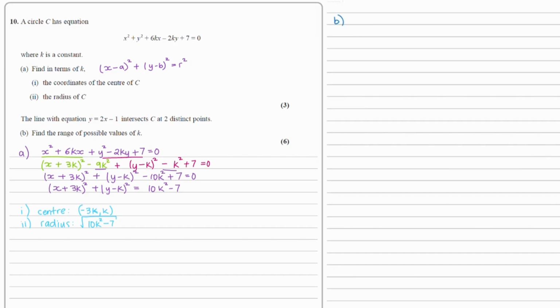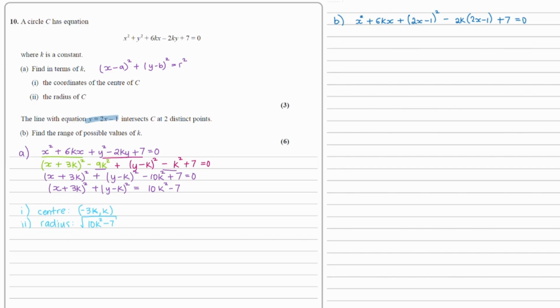So for part B, to find the points of intersection, we are going to substitute the line graph equation into the circle graph, which means that wherever we've got the y, we are now going to substitute it with the equation that represents y. So we're going to write this as x squared plus 6kx plus the y squared, which is now going to be 2x minus 1 squared. We've then got minus 2k multiplied by y. Again, we are going to put 2x minus 1 instead of y, and then we have the plus 7, and this is equal to 0.